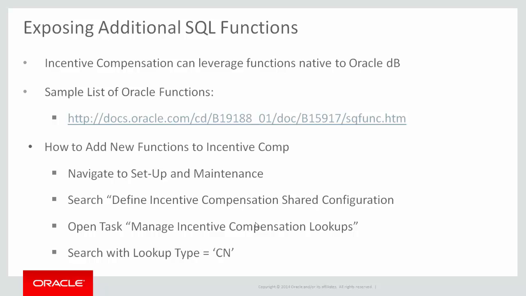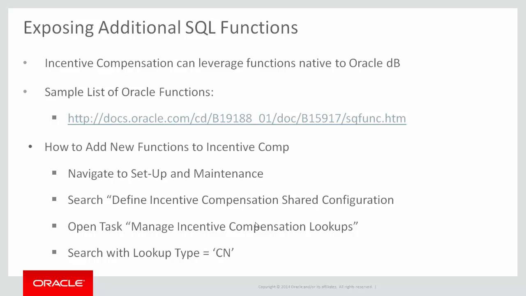But if you need additional functions to be made available within your environment, but they don't exist on what was provisioned for you, but you know that those functions exist on the Oracle database level, you can simply go in and register them and then make them available as part of the expression builder. So what this hyperlink is, or you can do a Google search on your own, is just to query for all the functions that are available within the Oracle database. And chances are you can add them to the incentive compensation expression builder.